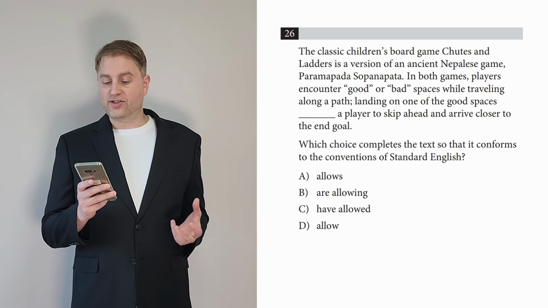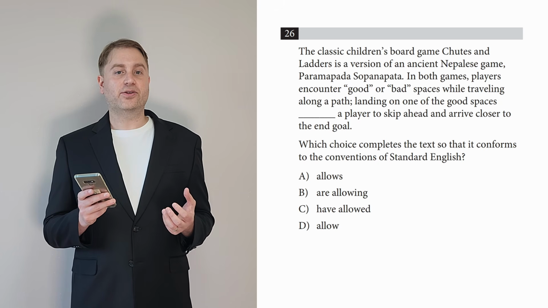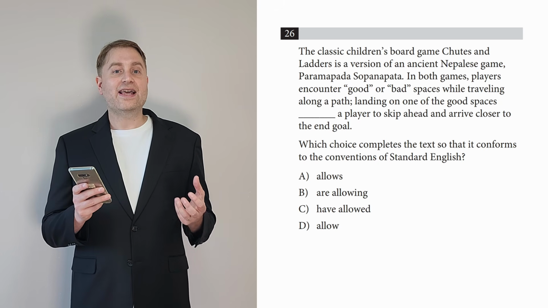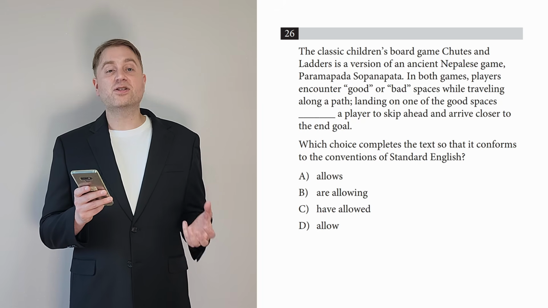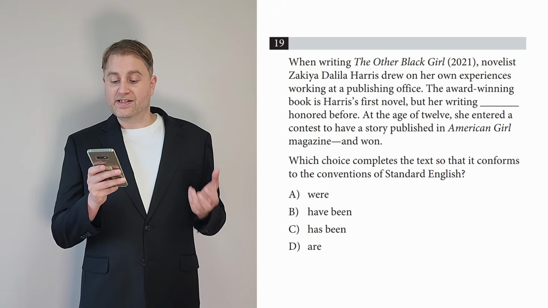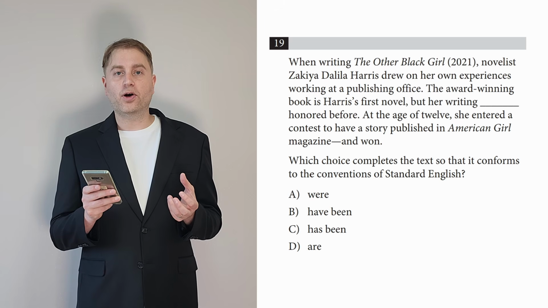Now, looking at our answer choices, there's one answer and only one answer that gives us a singular verb. The answer is A, allow. Landing on one of the good spaces allows a player to skip ahead. Let's take a look at one more example, just for practice. The award-winning book is Harris's first novel, but her writing blank honored before.